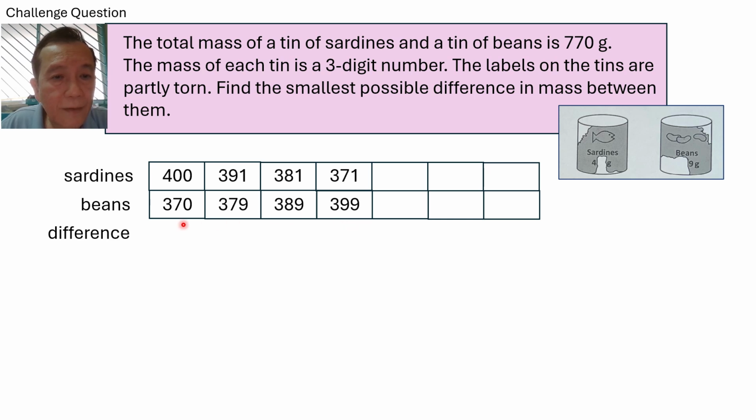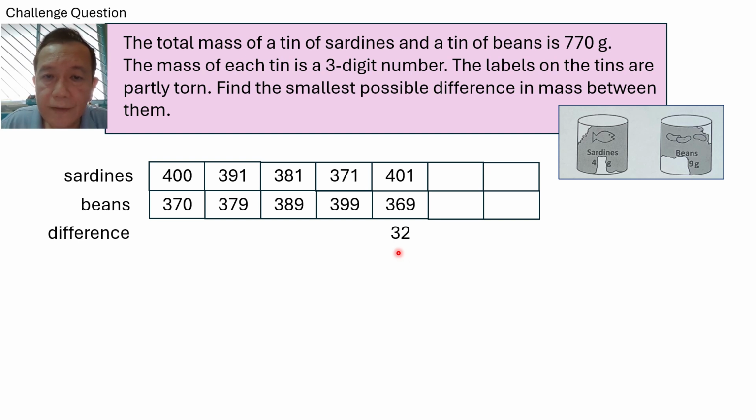Let's change direction. Instead of choosing a number bigger than 370, let's choose something smaller than that. That ends with a 9. 369. Subtract from this. Now we have 4. That's good. The difference is 32 grams.